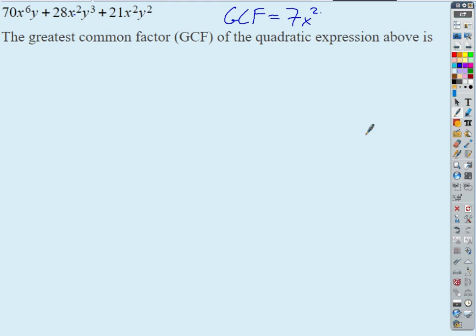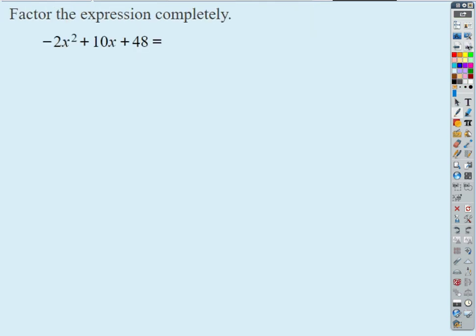What about the y's? Just a y, because that's all that this term has to give. Now, what if this term didn't even have a y? Then nothing. I couldn't do a y then, right? Okay? All right, very good. Okay, moving on.